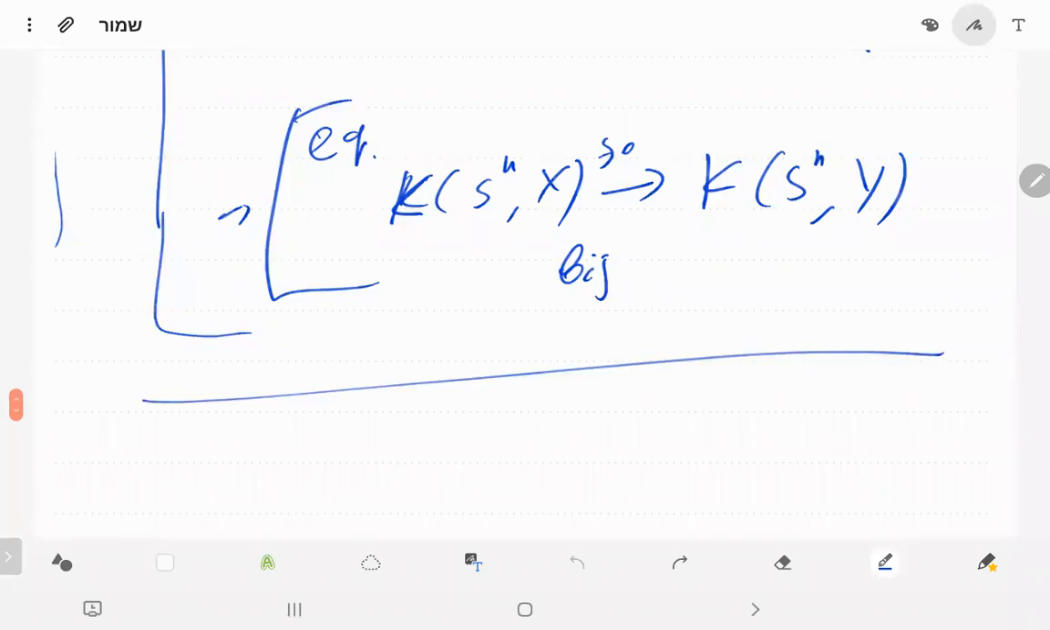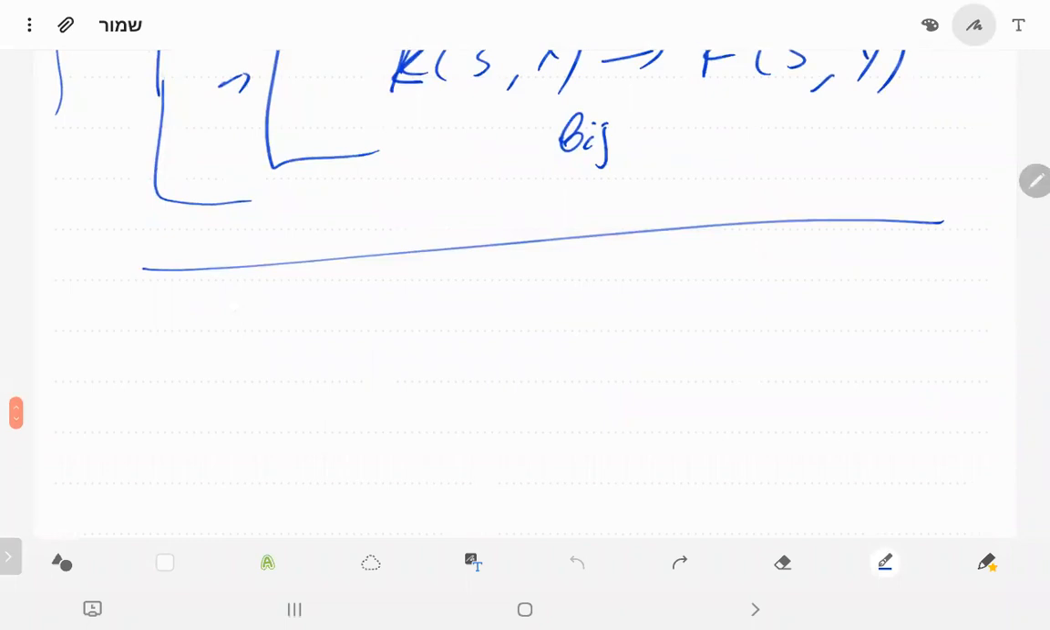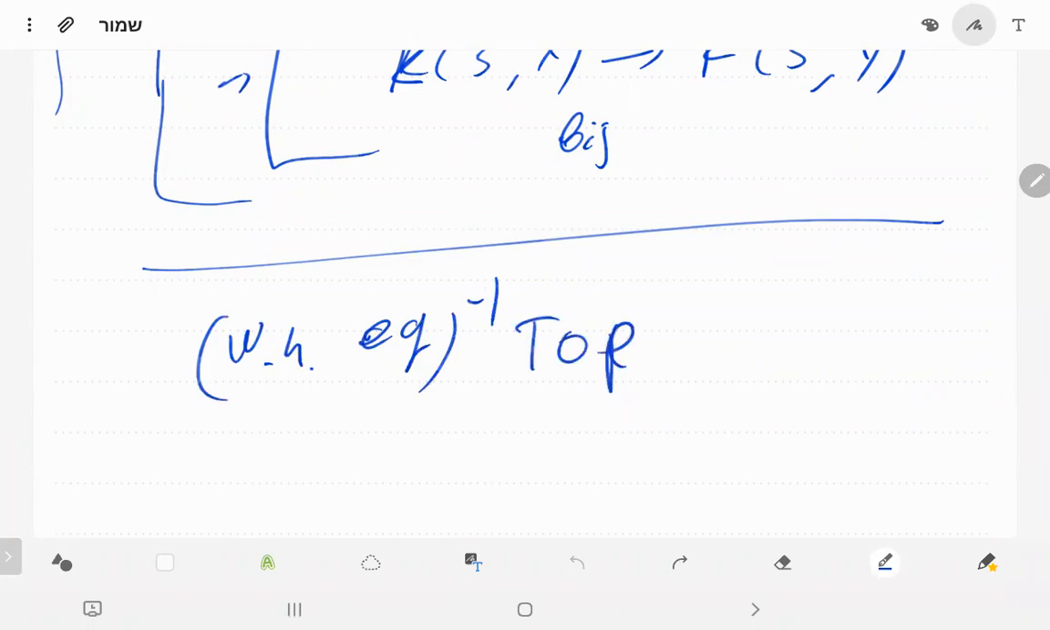Then there is another interesting notion, the weak homotopical category, in which you take weak homotopical equivalences and invert them on top. This is harder to describe in such a way. In fact, in this case it's not that hard, but it is still harder to describe directly.